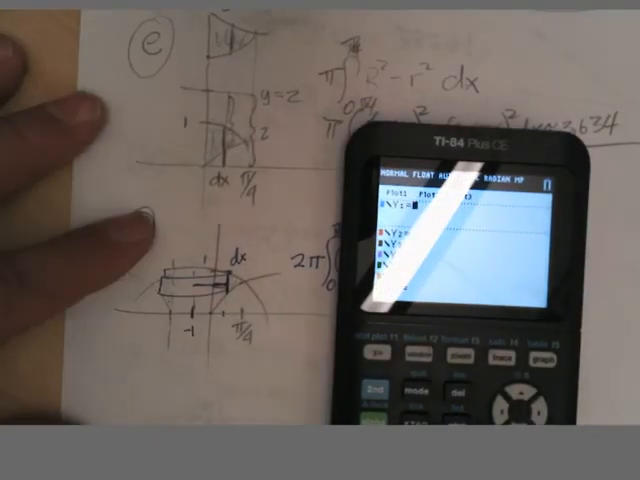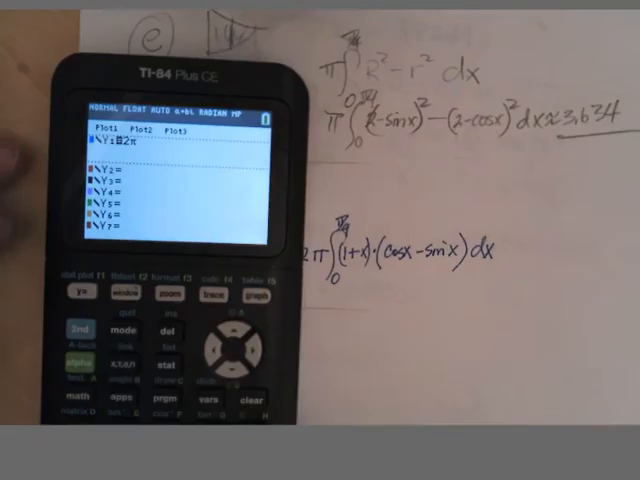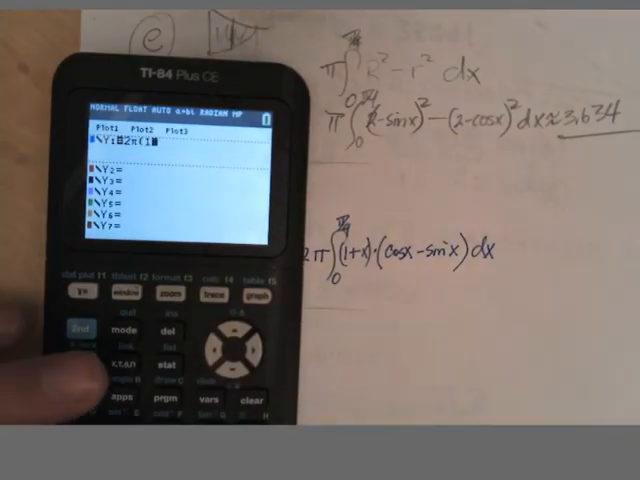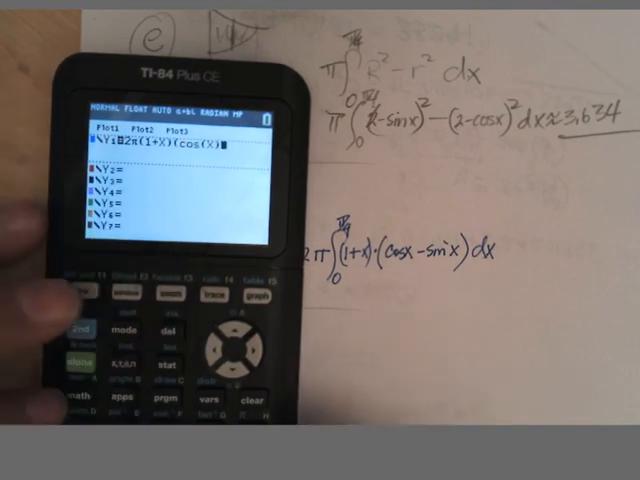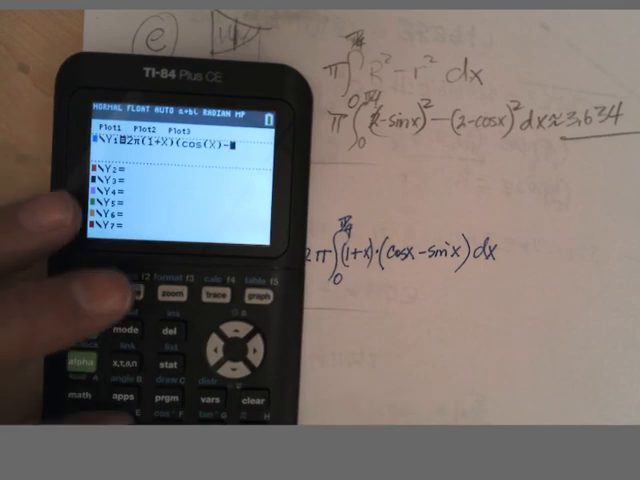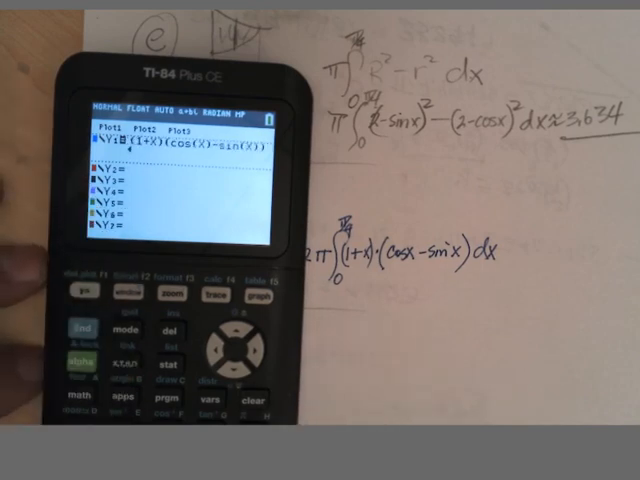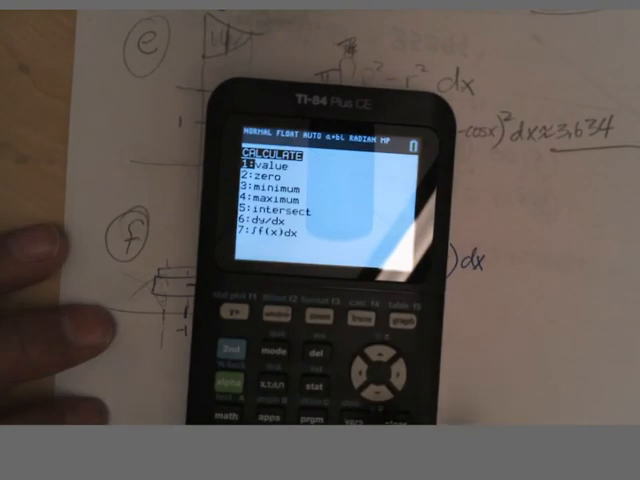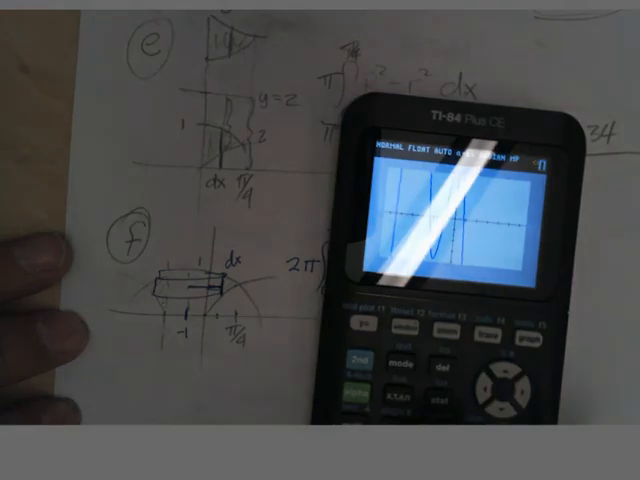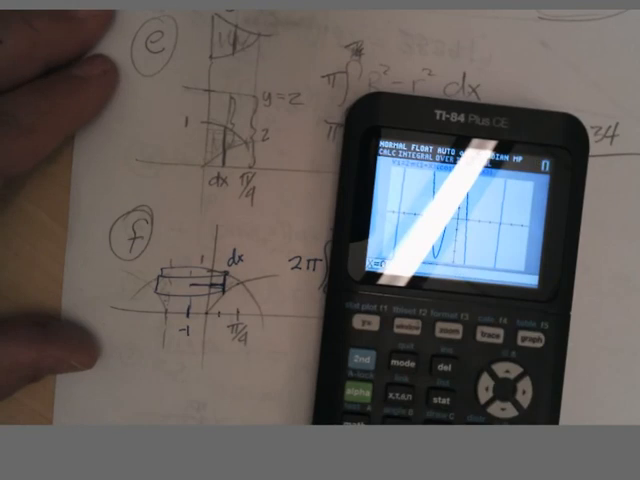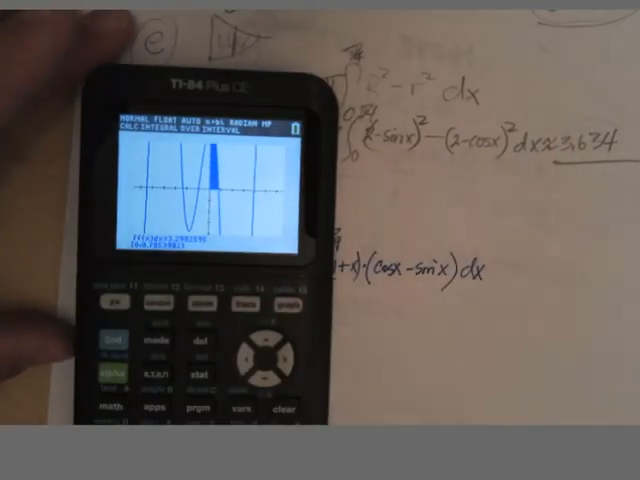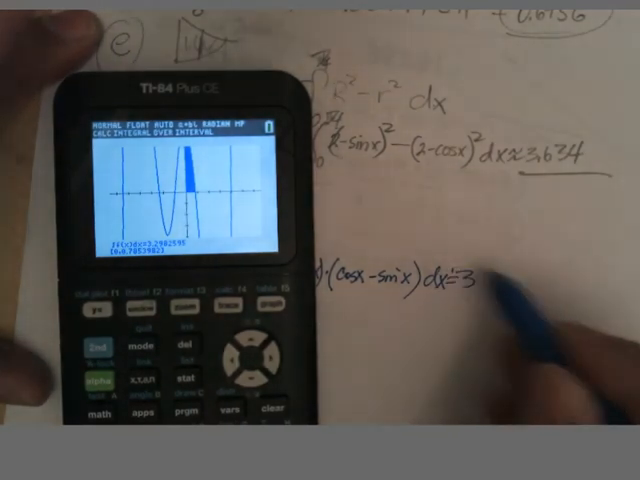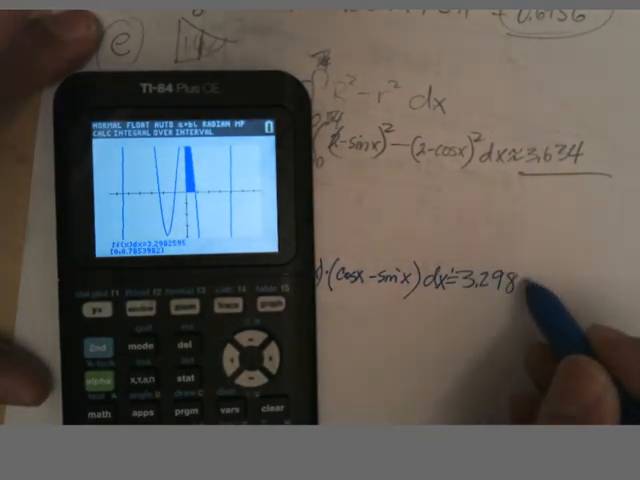Clear. 2 pi, parenthesis 1 plus x, close parenthesis, parenthesis cosine x, close the parenthesis on the cosine, minus sine x, close parenthesis, and close parenthesis. Second, calculate 7, 0 to pi over 4. 0, enter, pi divided by 4, enter, and 3.298. Approximately 3.29825.